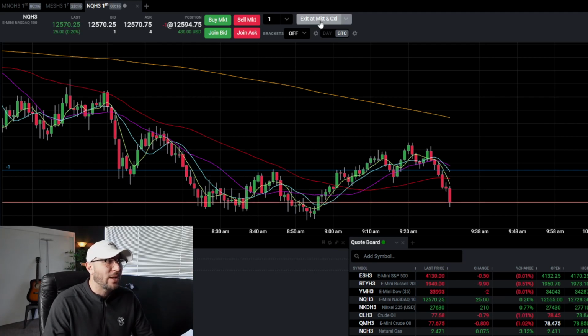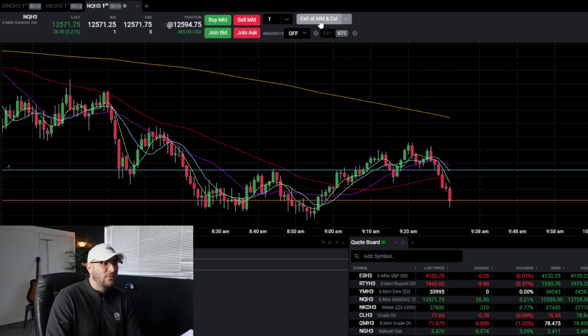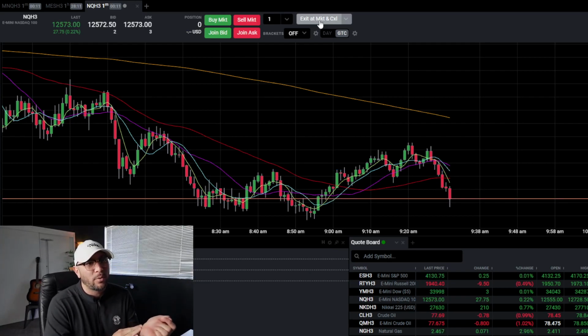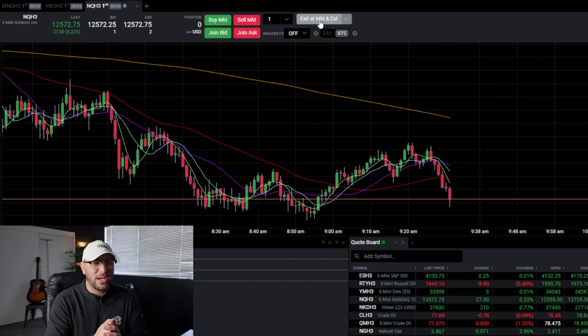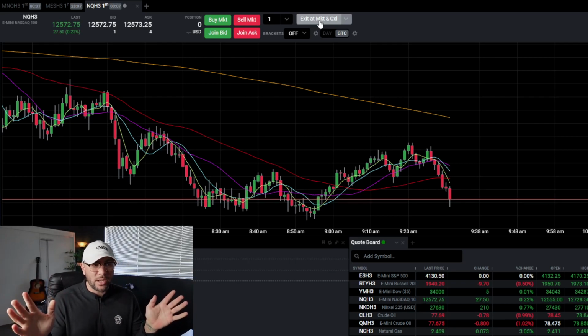There's a nice drop that I was looking for. 490, 465, getting sucked back up. I'm going to take that profit. $446.30 on the trade. Okay, $446.30 on the trade.